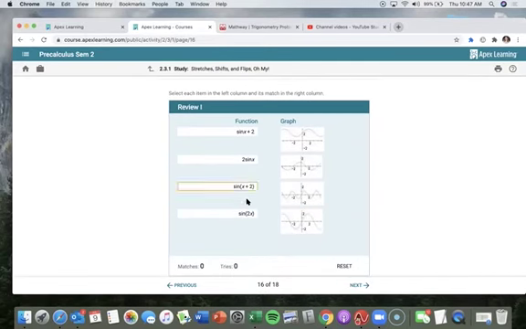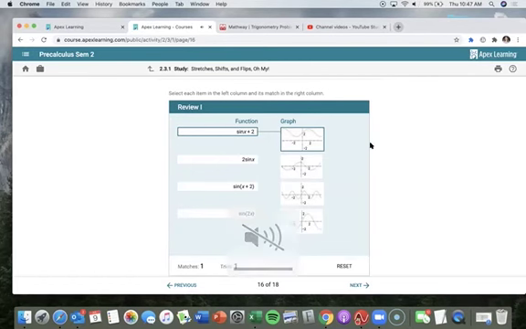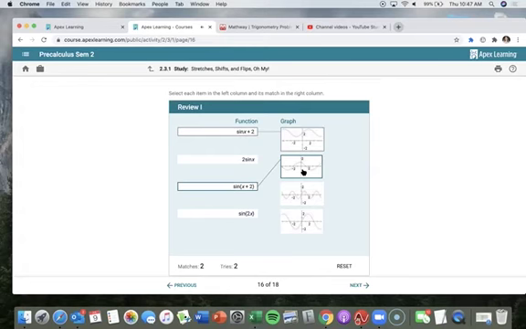So again, just to do some basics, if we have it added to the outside, we're going to shift our function up. If we have it inside the function, we're going to shift to the right, I'm sorry, to the right or to the left. Since this is added, we're going to shift our function to the left by 2 units.